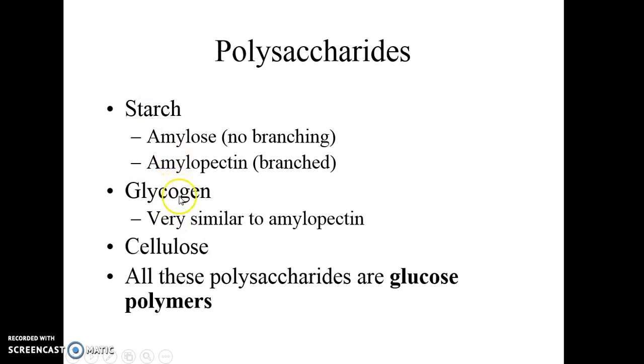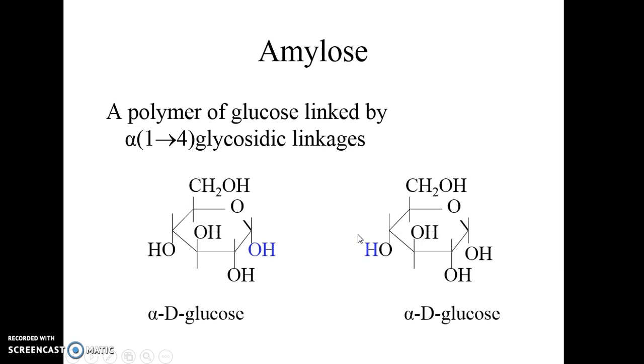Starch you get from plants. Glycogen is what's called animal starch, and it's stored and made in your liver. Then we have cellulose, which comes from plants, and it's also made of glucose. Cellulose is what we call the fiber in foods.